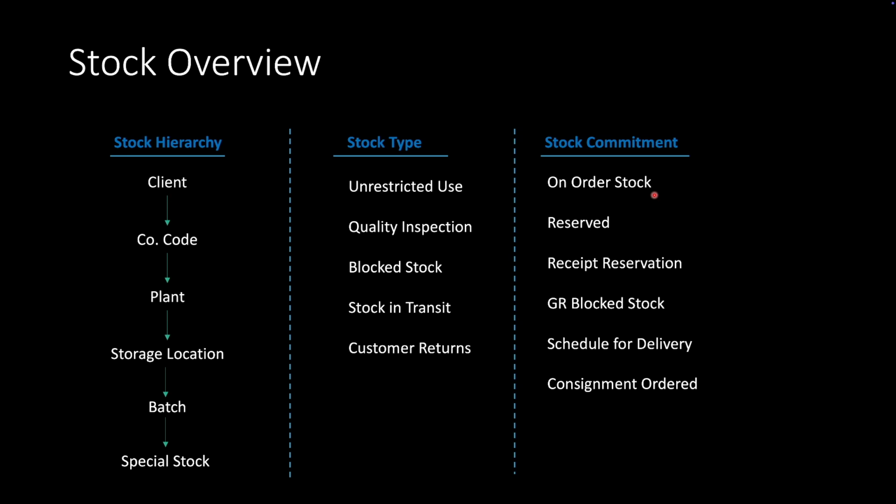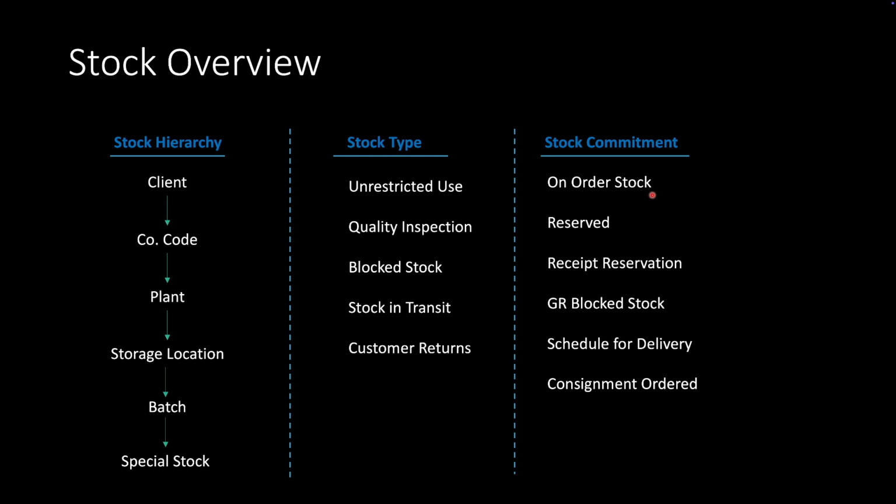So you can get an idea of how much quantity you are yet to receive. They are not part of your stock types or stock hierarchy. They are still to be received. Now this on order stock can be shown at any level in the stock hierarchy based on the entries that you have made in the purchase order. Let's say that you have entered a storage location in the purchase order, then on order stock will be shown at the storage location level. Let's say that you have not entered the storage location, then this on order stock will be shown at plant level.